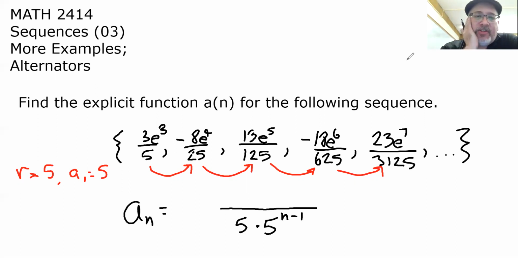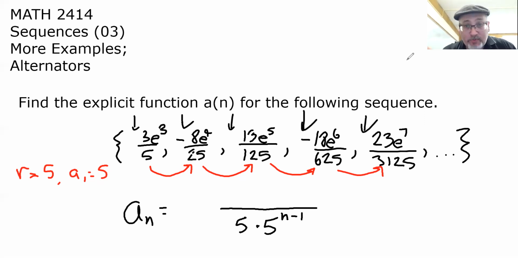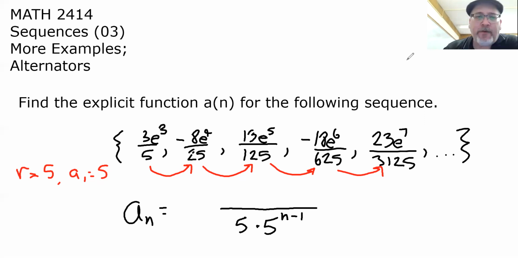Let's focus on the numerators, specifically the coefficients of the e's. Now you'll notice that these coefficients are alternating in signs: positive, negative, positive, negative, positive, and presumably the next one would be negative. But we'll worry about the pluses and minuses in a moment. Let's focus on the 3, the 8, the 13, the 18, and the 23.